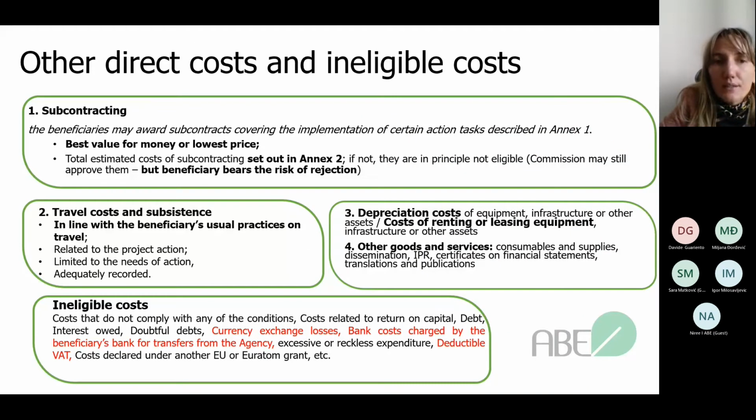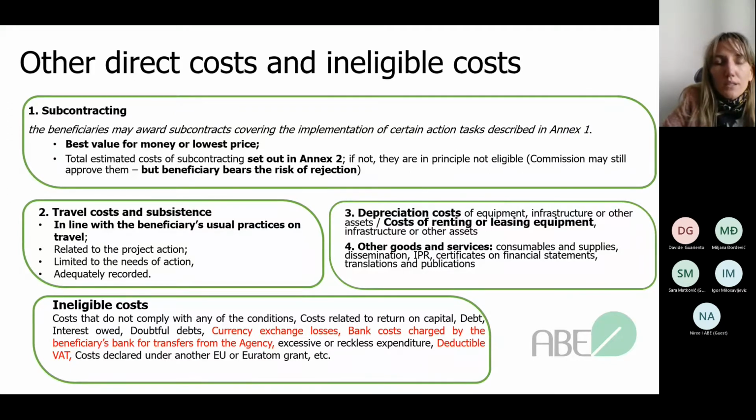When it comes to the other direct costs, and of course ineligible costs, just to say shortly, the rules are pretty much the same. There are a few things that you should have in mind when it comes to, for example, subcontracting. You should always search for the best value for money, or lowest price, and you should avoid the risk of rejection, because if this subcontracting is not presented within the grant agreement, if it's set out in Annex 2, it's okay. If not, in principle, you may say that they are not eligible.